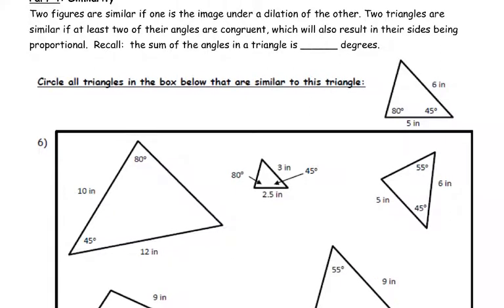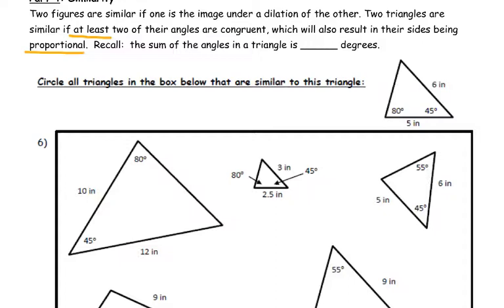Now, a fact is that two triangles are similar if at least, and that's an important phrase there, at least two of their angles are congruent. If two of their angles are congruent, then that will also result in their sides being proportional. So remember at the beginning of the lesson, two similar figures had congruent angles and all the sides are proportional. So those are the requirements.